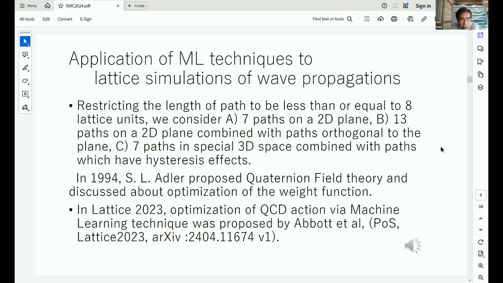In 1994, Stefan Adler proposed Quaternion Field Theory and discussed optimization of the weight function. In lattice 2023, optimization of QCD action via machine learning technique was proposed by Abbott et al.